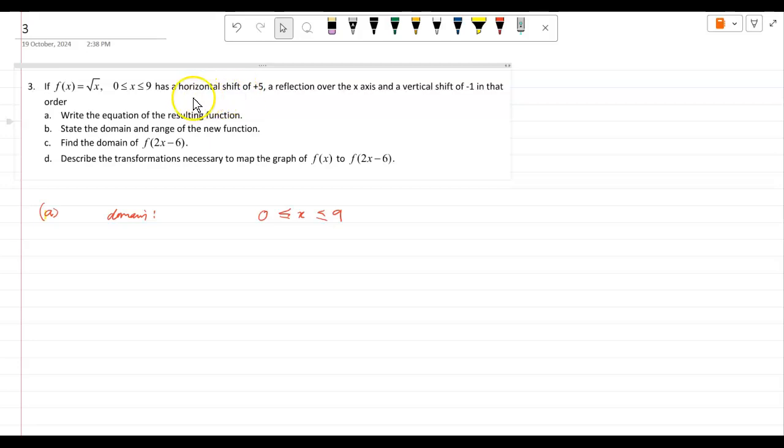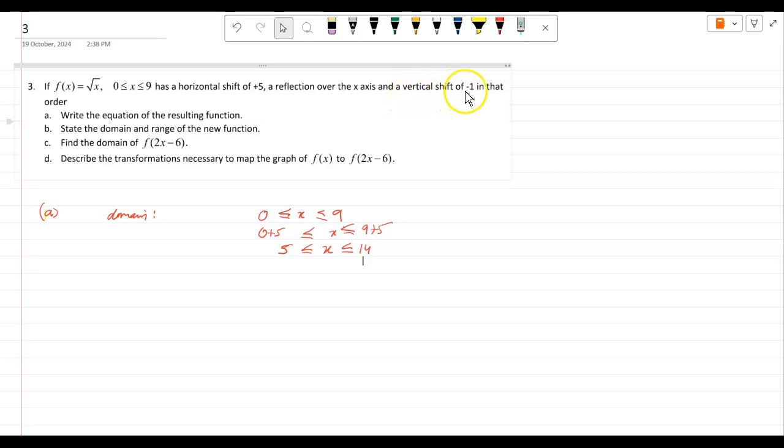Now, do it. Horizontal shift of 5. So 5 plus 5, correct? X, and then 14. Correct, 14. So 5 and 14. Right. Reflection over the x-axis: nothing will happen, so the domain won't change.